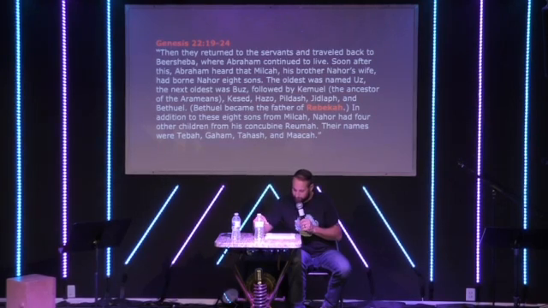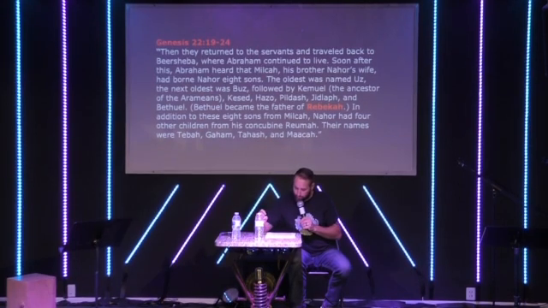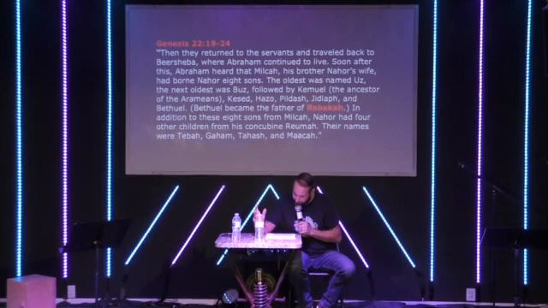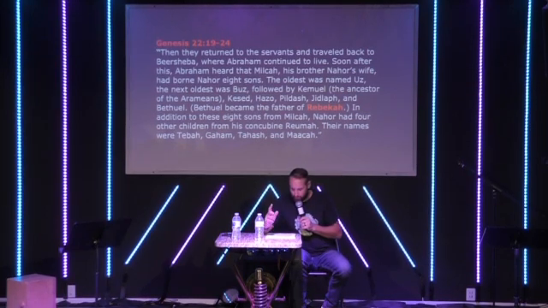Soon after this, Abraham heard that Milcah, his brother Nahor's wife, had borne Nahor 8 sons. The oldest was named Uz. The next one, Buz, followed by Kemuel, the ancestor of the Arameans. Then Kesed, Hazo, Pildash. I'm probably screwing up all of these. It's okay though. Jidlaph and Bethuel. Bethuel became the father of Rebekah.